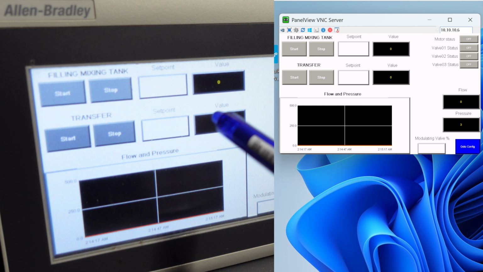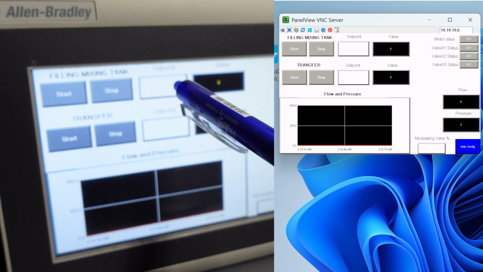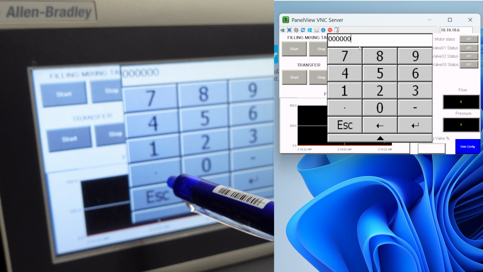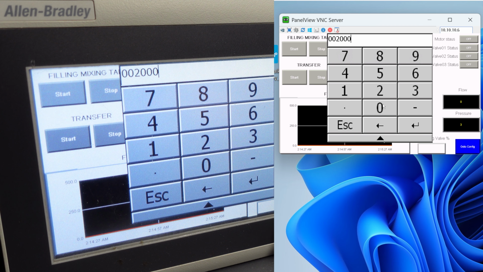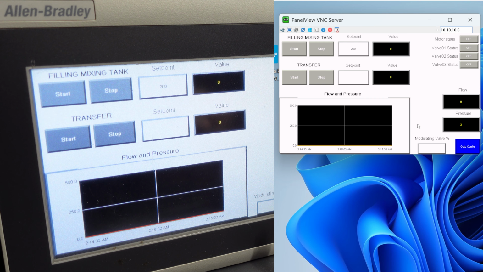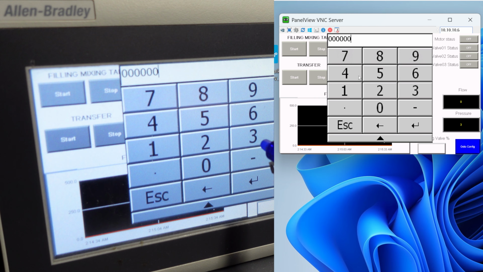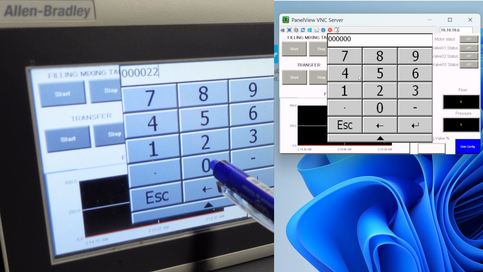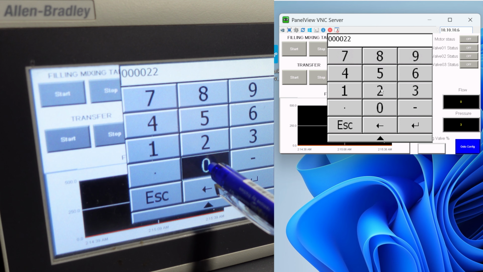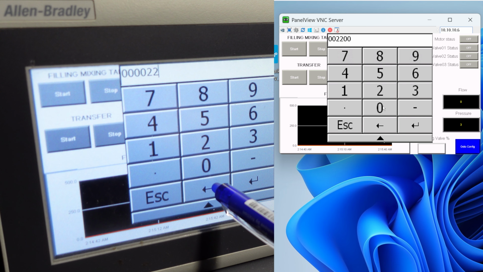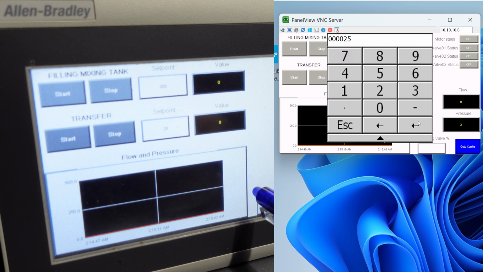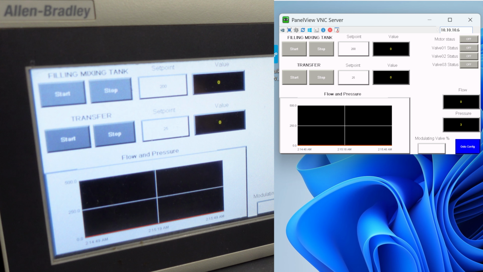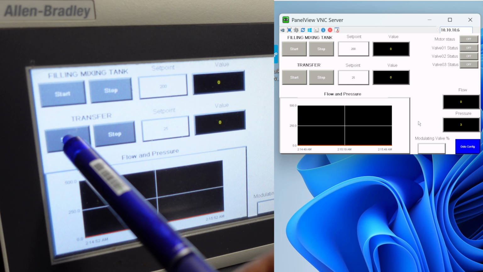The operator interacts with the system through a PanelView 800 HMI. From this interface, the operator can start and stop the process, adjust the flow set point, monitor pressure and flow, change the percentage of the modulating valve, and observe alarms. The HMI also displays a real-time trend graph showing how pressure and flow evolve over time.